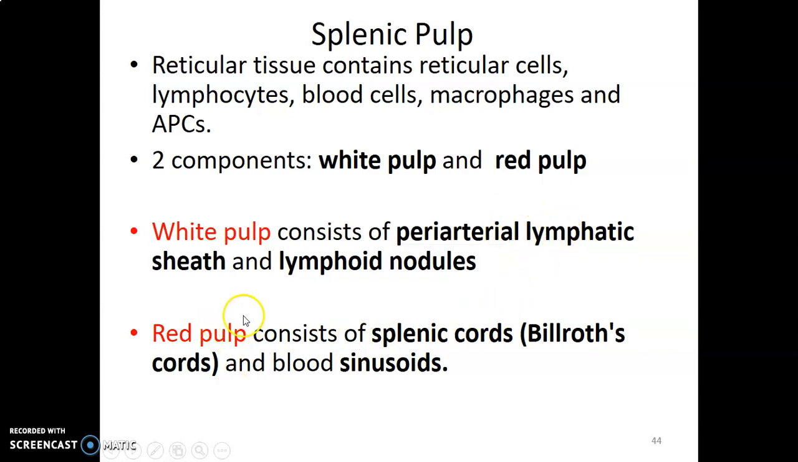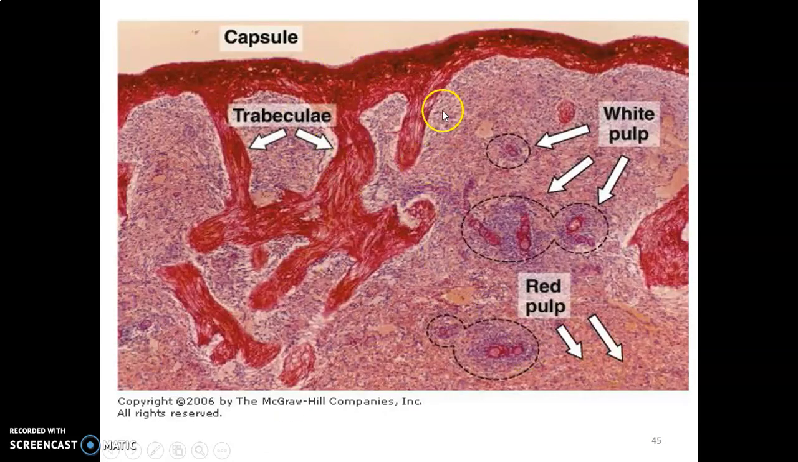Then we have the red pulp, the other component of the splenic parenchyma. This consists of splenic cords, known as Billroth's cords, and blood sinusoids. Sinusoids are just venous, endothelial-lined blood channels. So this is what we are referring to. The spleen has an outer capsule that sends in trabeculae to divide the gland into incomplete lobules, and the parenchyma, or the pulp of the spleen, is divided into white pulp and red pulp.